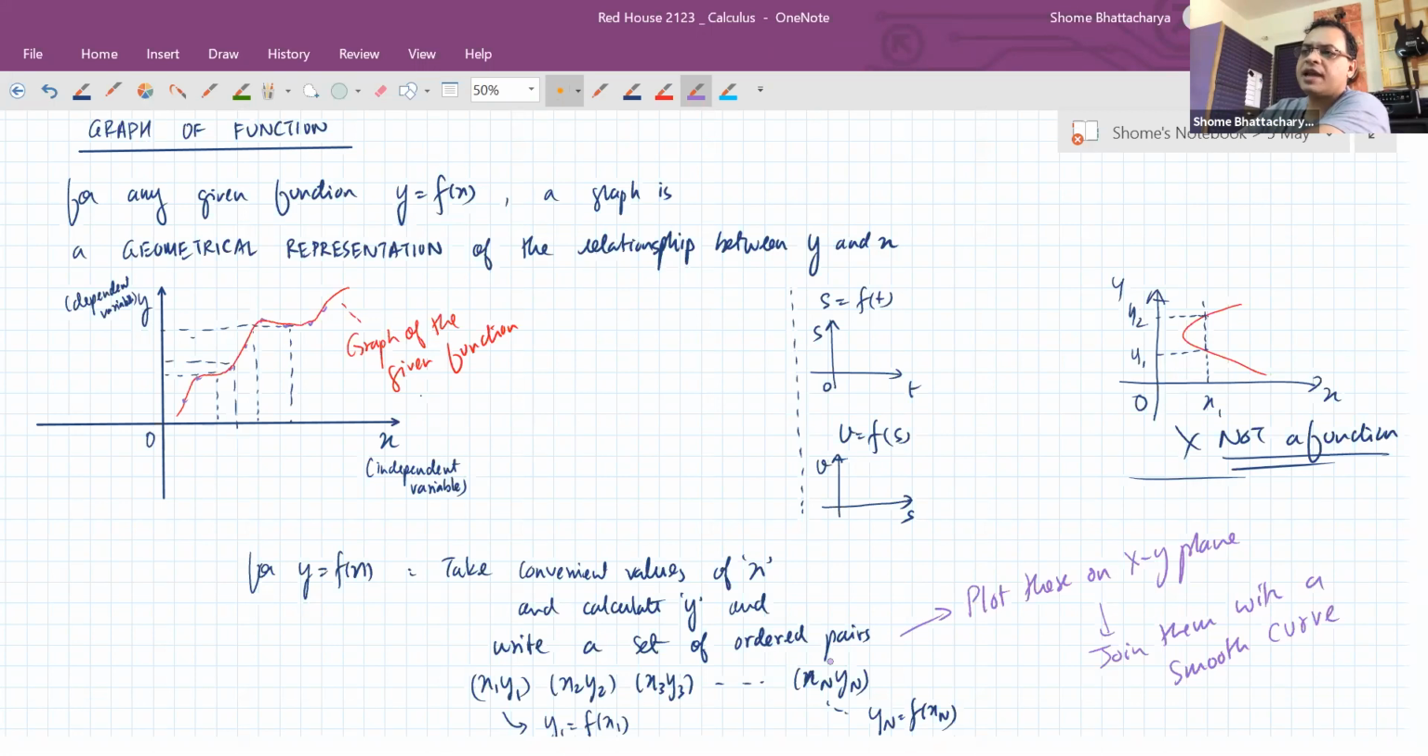So if we are drawing a graph by hand, there's a trade-off. Right? If we want more accuracy, we have to plot more points. But the more points we plot, the more time it's going to take.